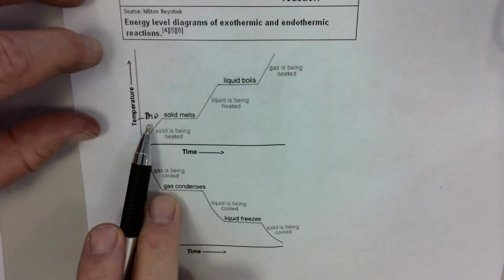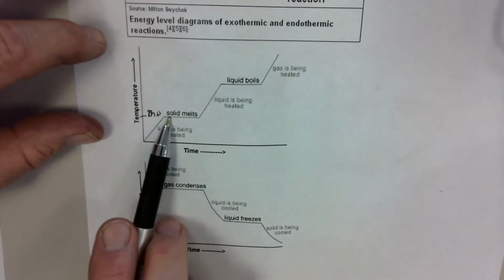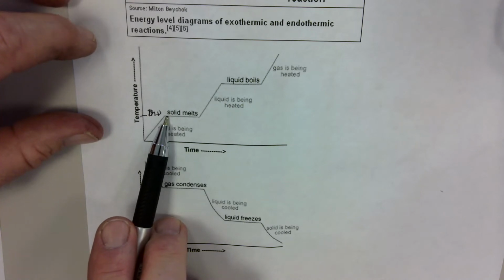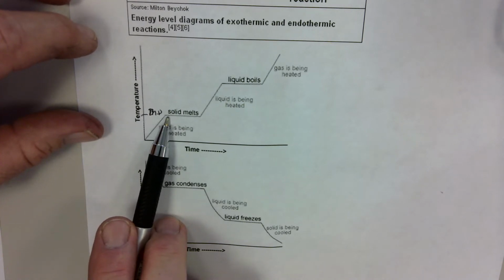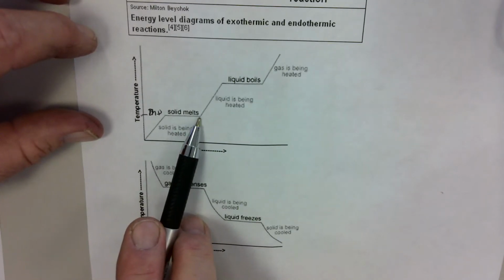And then once you're at the melting point, it'll stay at that temperature as you continue to add heat energy, but the heat energy will be used to stretch the bonds between the solid particles and allow movement, which is what we define as liquid. So you're going from solid to liquid.